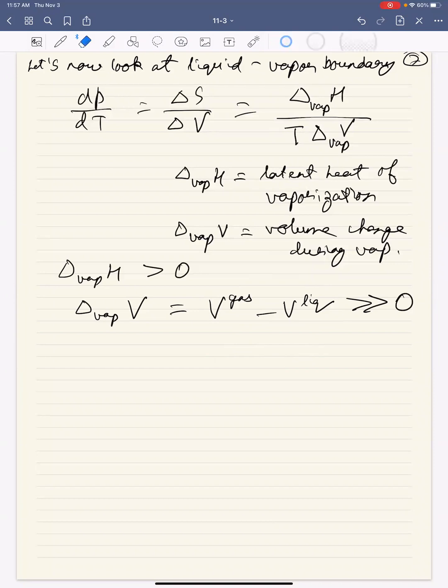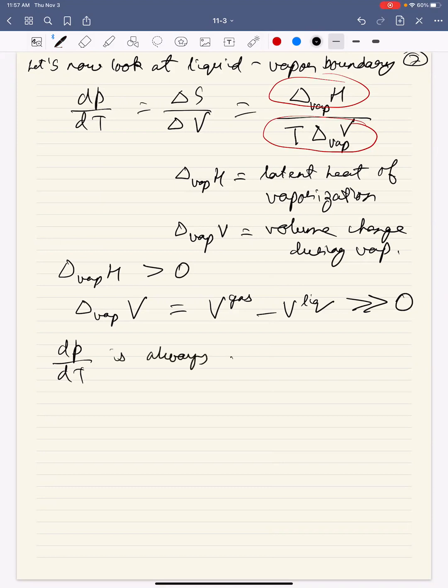So once again, what does this tell us about the slope? The value of dP by dT. This is positive. This is also positive. So dP by dT is always positive. But the denominator is now a larger number than the previous time. So the value of the slope itself is going to be a bit smaller.